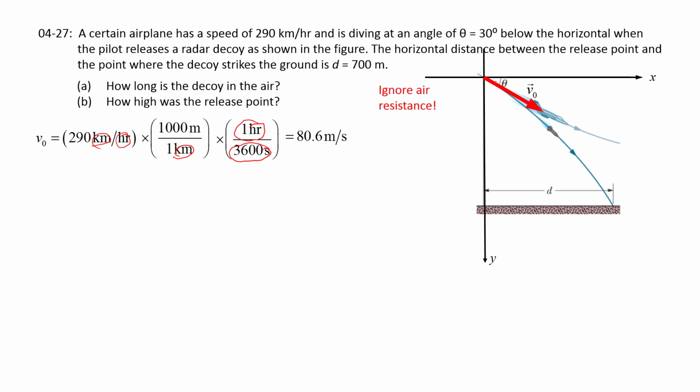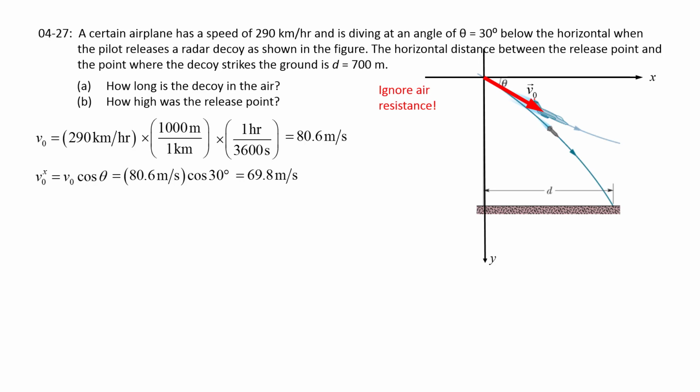All right, then we need the x and the y components of the velocity. I can draw in that picture here, the x velocity and the y velocity. And I think it's pretty clear that the x component is going to be v0 times the cosine of theta. We can put in the various numbers there and calculate that, and that comes out to be 69.8 meters per second for the x velocity.